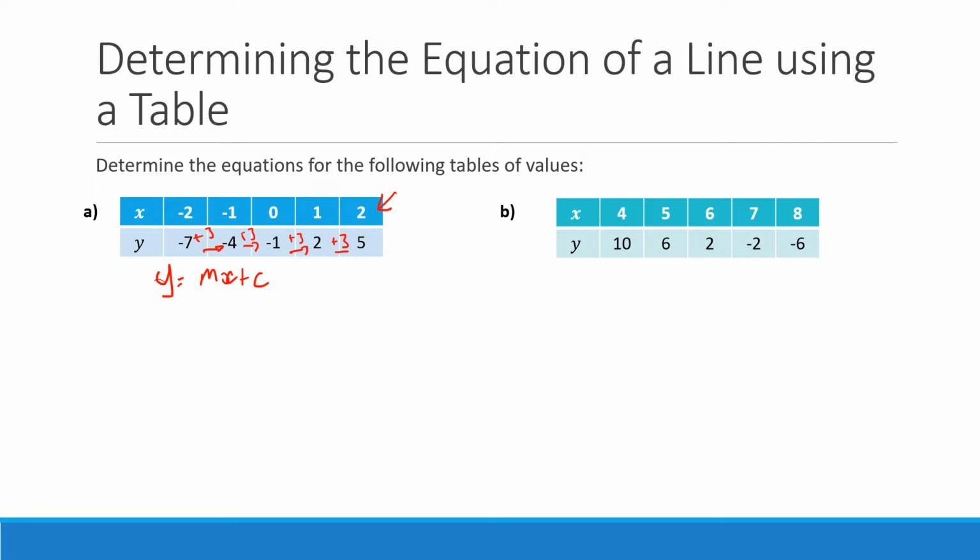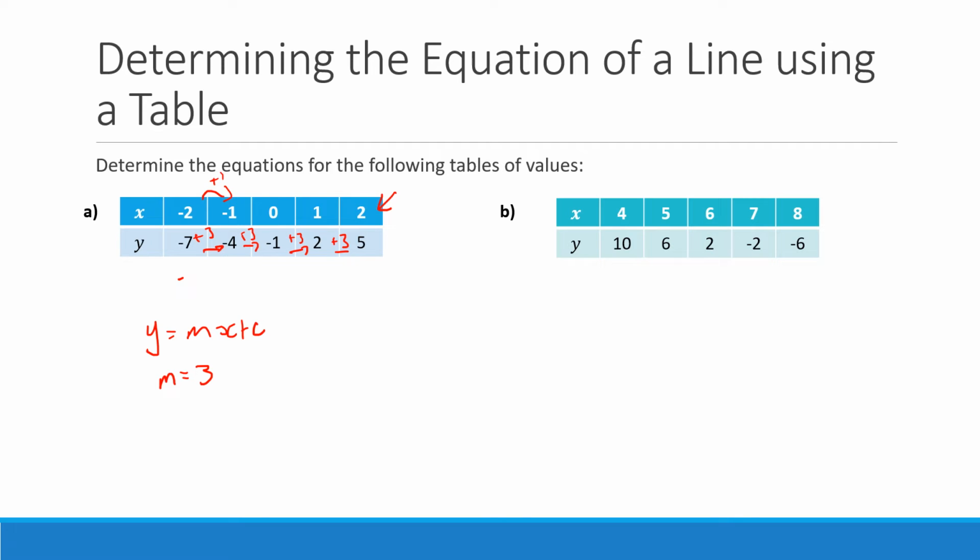I might need a bit more space here, so I'm going to move this equation down the bottom a little bit. Looking at our table, our m value is going to be 3, because remember, our m value, our coefficient, is the value y changes by when x goes up by 1. We can see in each of these cases y is going up by 3, so our m value is 3. Now we have to work out our c value.